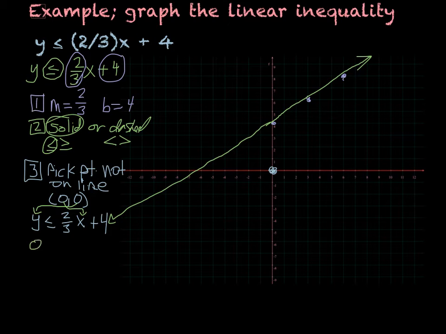So that's going to be 0 is less than or equal to 2/3 times 0 plus 4. So when I solve this, that's going to cancel out to 0, so I have 0 is less than or equal to 4. That is a true statement.